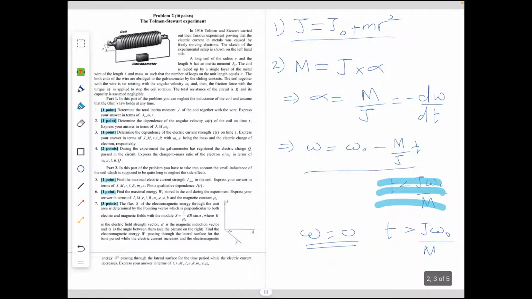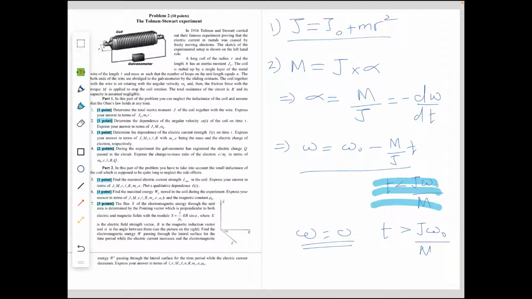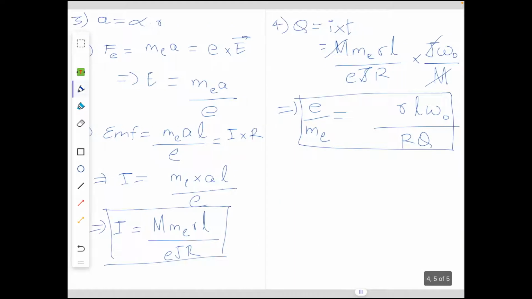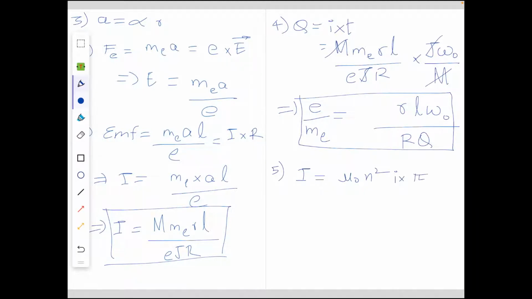Now for parts 5, 6 and 7, we have to take into account the inductance of the coil. For part 5, we have to find the maximum electric current strength I max in the coil. This time, as we are considering the inductance, first of all, the inductance of a coil equals mu naught n square times the volume, A times h, which is pi r square into h.